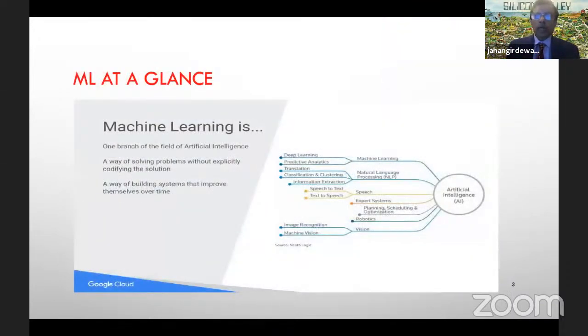So here is machine learning at a glance. One part is artificial intelligence, and AI is the central part of it. It has many branches, for example machine learning, natural language processing, speech processing, expert systems, and robotics. Machine learning also has divisions, such as deep learning as well as predictive analysis.